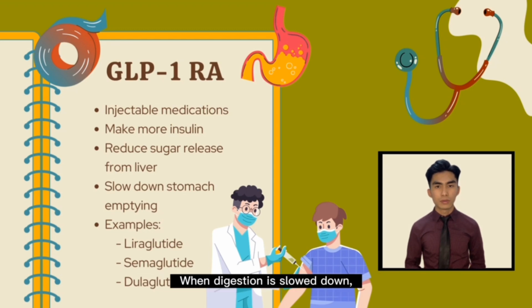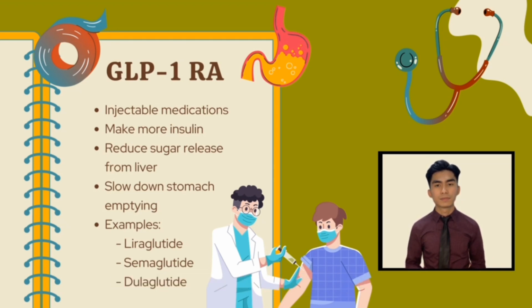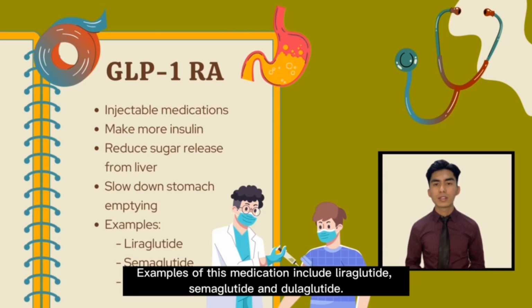When digestion is slowed down, nutrients in food are released more slowly. This prevents blood sugar from spiking after a meal and makes people feel full longer. Examples of this medication include liraglutide, semaglutide, and dulaglutide.